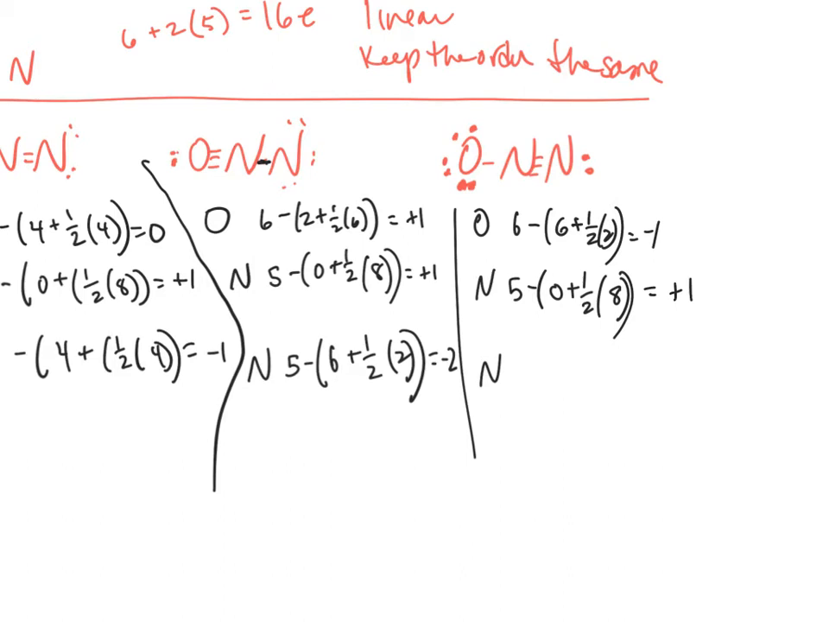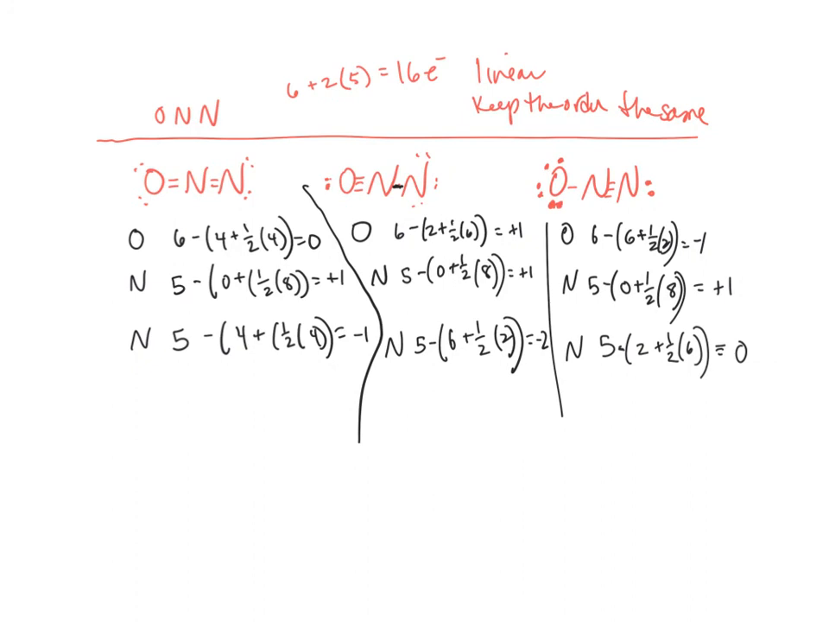Plus 1, and then nitrogen 5 by itself, the one on the right, 2 lone pair electrons plus 1/2 times 6, and that'll be 4 plus 8, so that's subtracting, so that'll be equal to 0. Is that right? Yeah, 0.